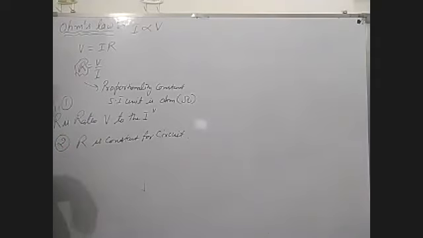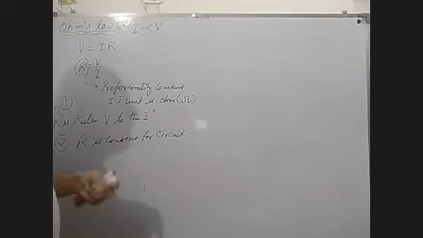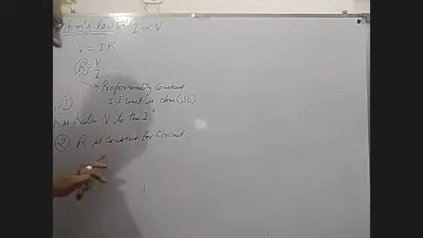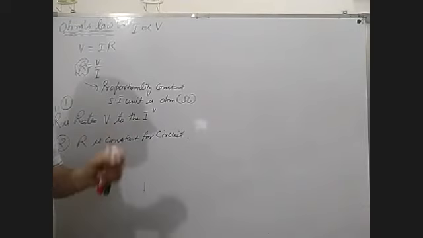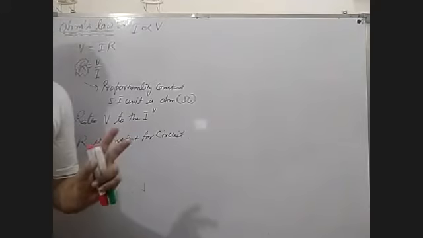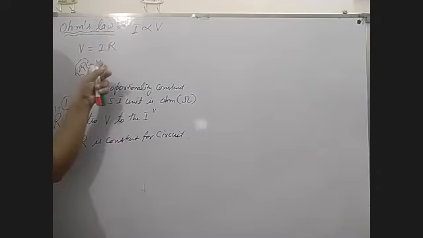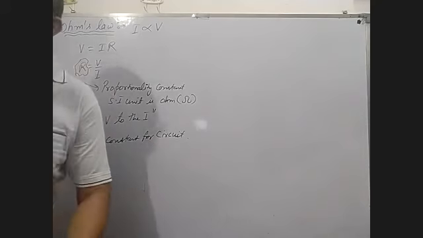No doubt here. If you connect another wire or another resistance or appliance in the circuit, then the resistance will change. Otherwise, there is no effect on the resistance. If you increase or decrease voltage and current in the circuit, the ratio V upon I is always constant. Remember this.